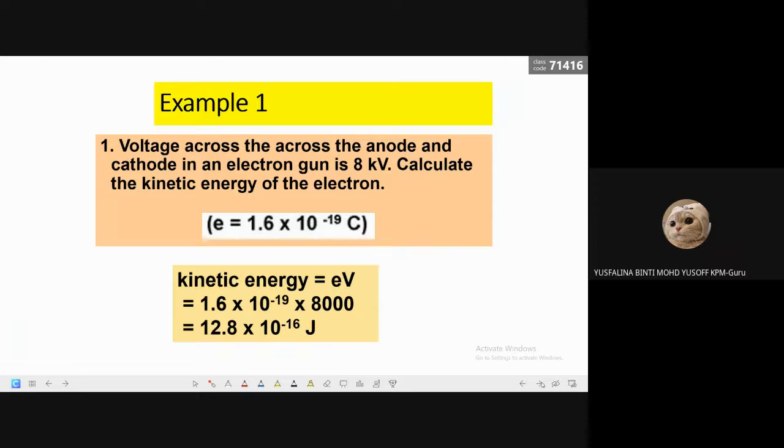So kinetic energy is eV. This is actually the electrical energy formula, but why do we say that kinetic energy is equal to eV? Because from this equation, eV is half mv squared, so the electrical energy is the same as the kinetic energy. If you want to find the kinetic energy, you can use eV also, because we use the principle of conservation of energy. But like I said, it depends on what the question gives. And please remember for this one, it's a kilovolt, so you need to change it to 8 times 10 to the power of 3. Then we just multiply.